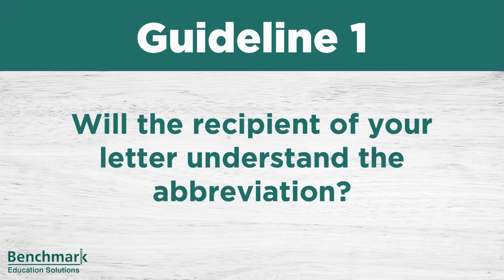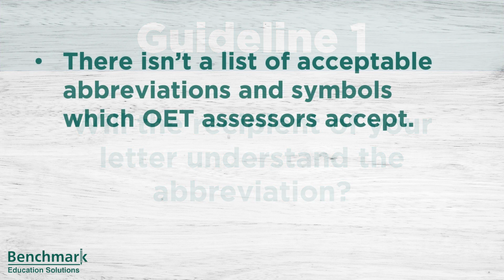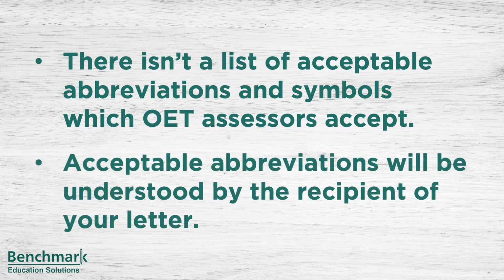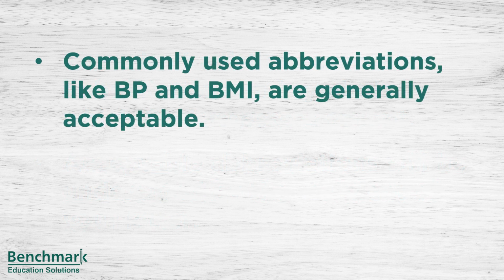Guideline 1. Will the recipient of your letter understand the abbreviation? There isn't a standard list of abbreviations and symbols which OET assessors accept, but they do provide some guidelines. If you feel the abbreviation will be understood by your reader, then it can be acceptable. Commonly used abbreviations are generally acceptable too, like BP and BMI.